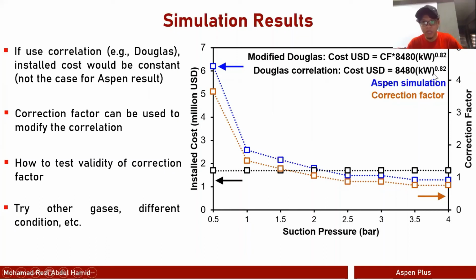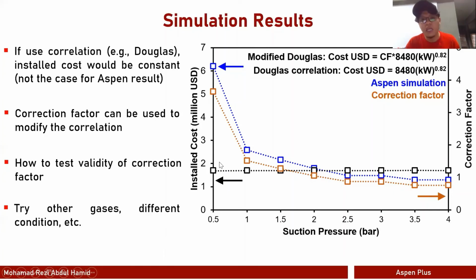That's it. Now, if we see the Aspen simulation by me, it decreases. So let's say you want to use the Douglas equation, you have to introduce correction factors, which I have introduced here. Based on these correction factors, you can correct the Douglas correlation to give a more accurate compressor cost compared to the original estimation.